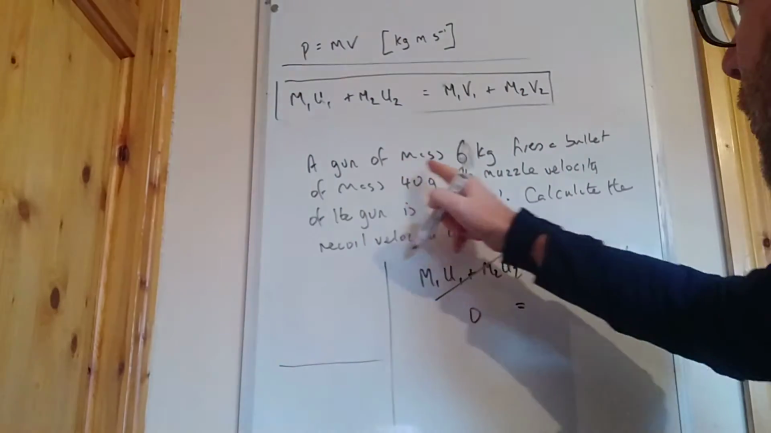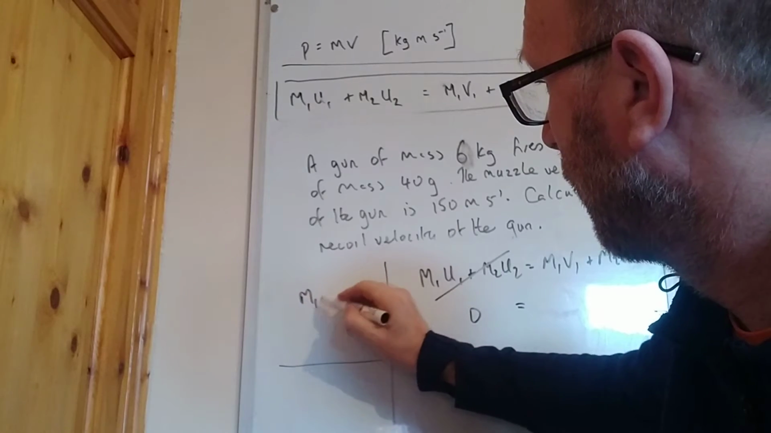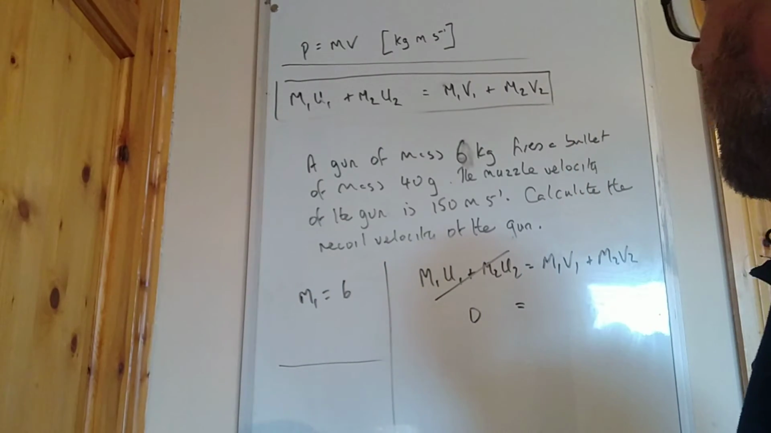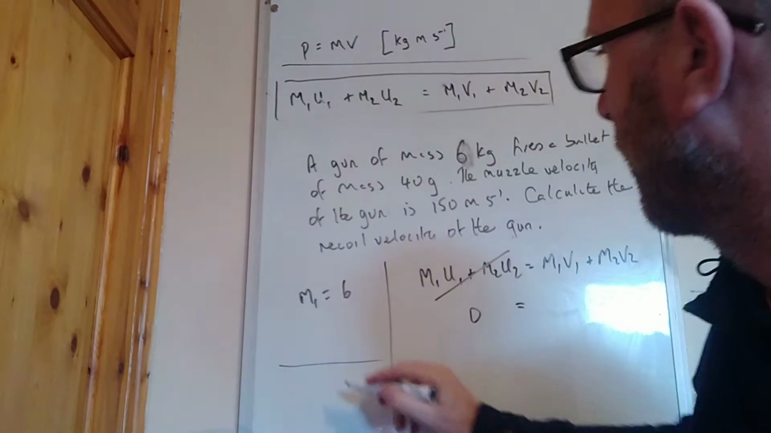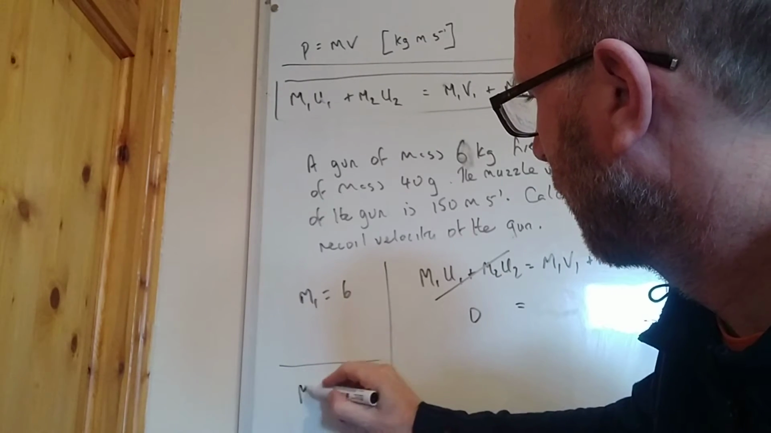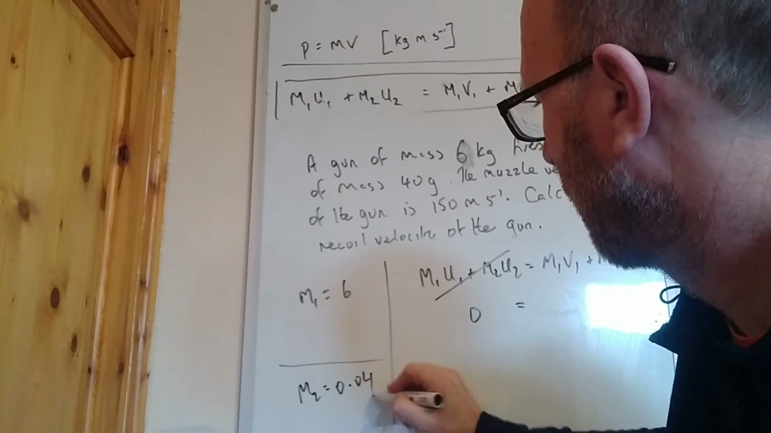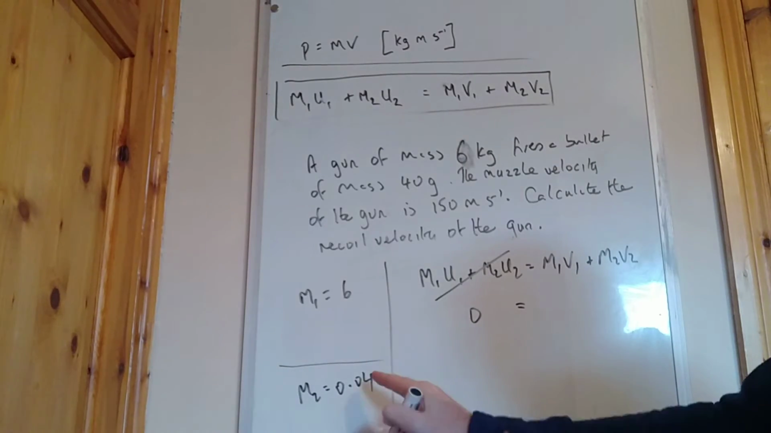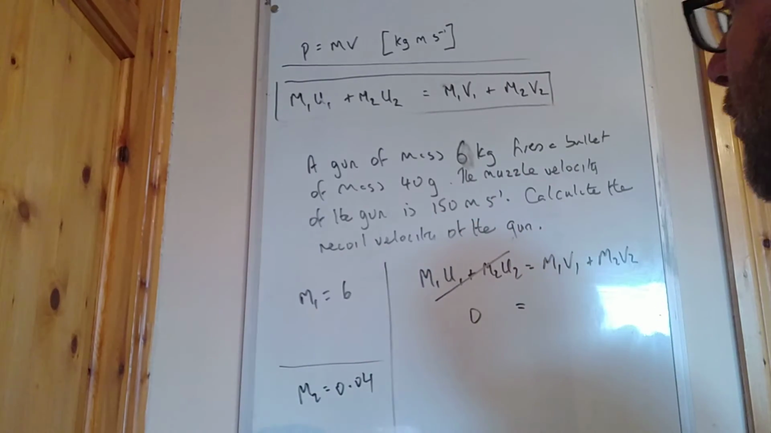Now, let's go through this. The gun has a mass of 6 kilograms, so we're going to call the gun M1. And the bullet has a mass of 40 grams, so we're going to call that M2. I put it down here: 0.04. Change to kilograms. The muzzle velocity of the gun is 150 meters per second.